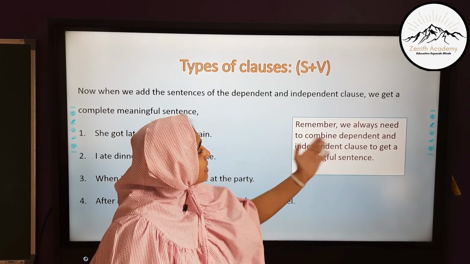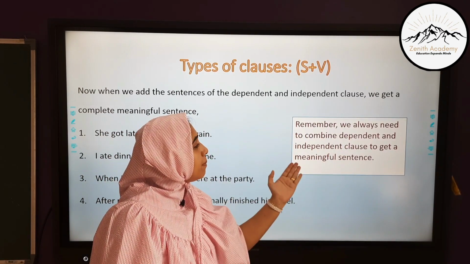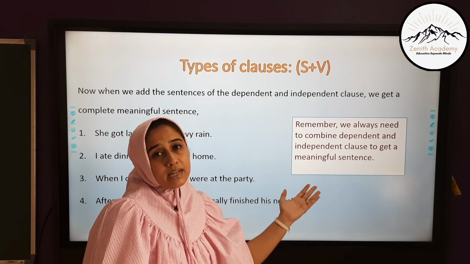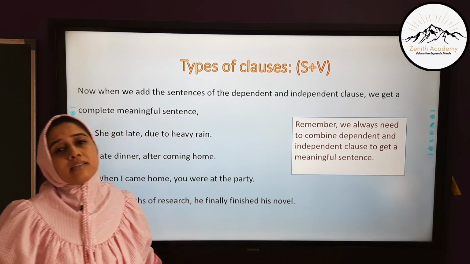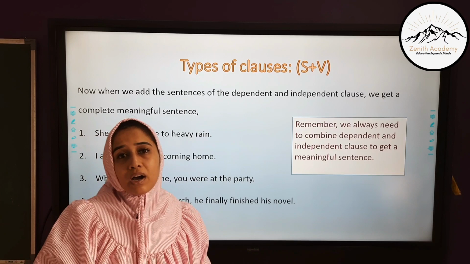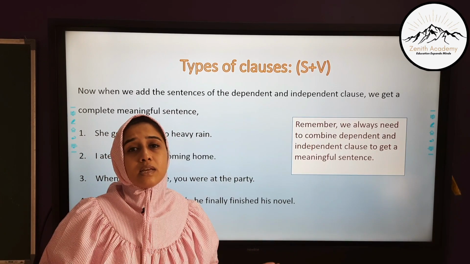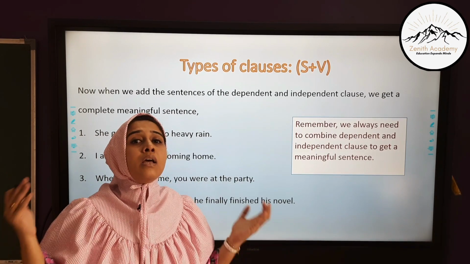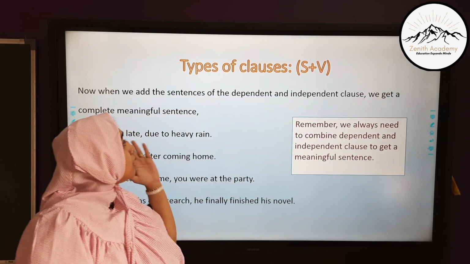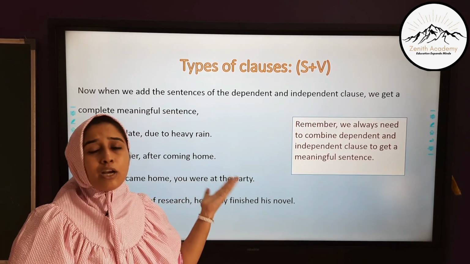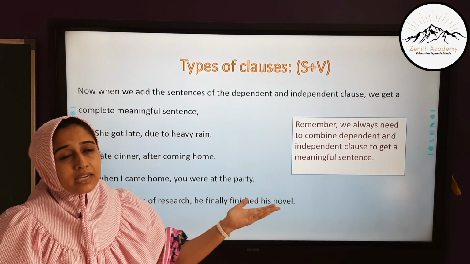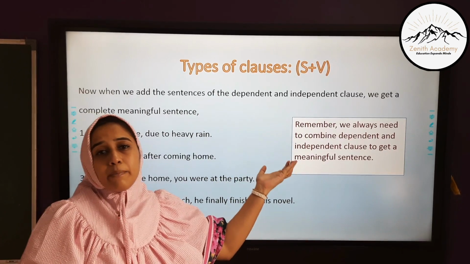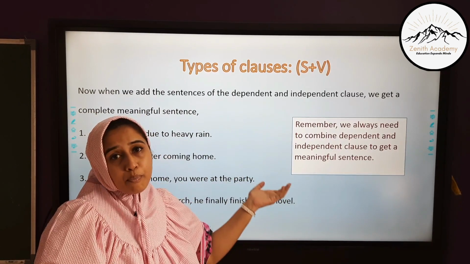Remember, we always need to combine dependent and independent clauses to get a meaningful sentence. We might not realize this, but whenever we have a conversation or form sentences in writing a paragraph or essay, these sentences are always made of dependent and independent clauses. But we never realize it because we think this is a very basic form, but it is very important.